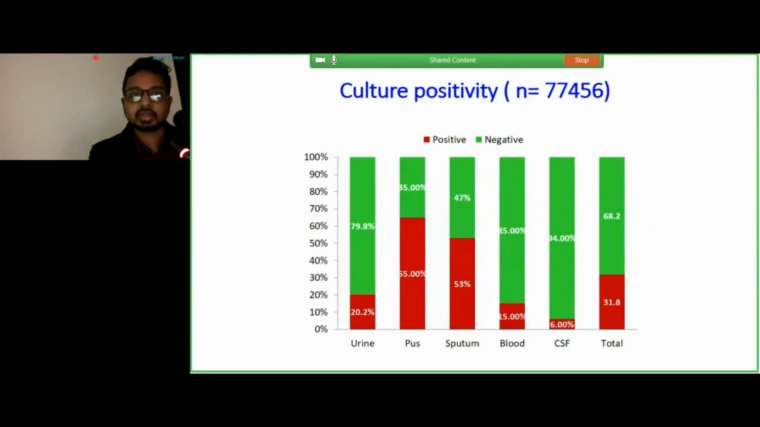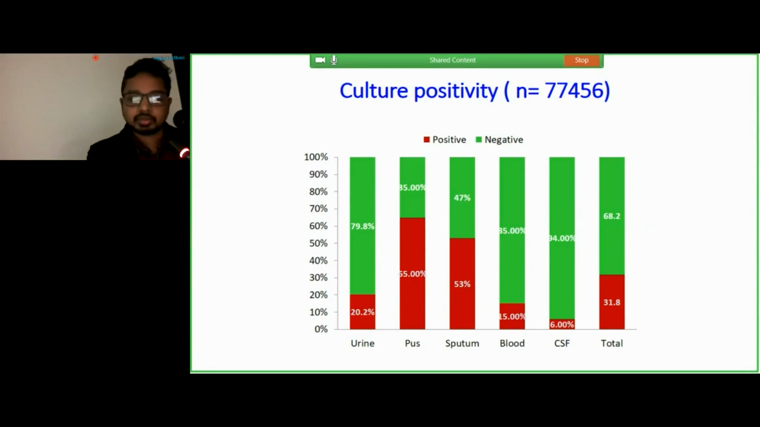So, talking about the culture positivity, how much of the different samples came positive for culture, we can see that around 20% of urine samples were significantly positive, and 79.8% were either sterile or non-significant or contaminated. And among the pus samples, around 65% were significantly positive, as we can expect, and around 35% were sterile. Talking about the sputum, 53% were culture positive, I mean significantly culture positive, and 47% were either sterile or no pathogenic organism was seen or non-significant, because sputum normally also contains normal oral bacteria.